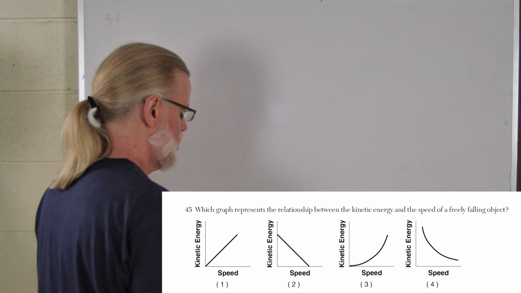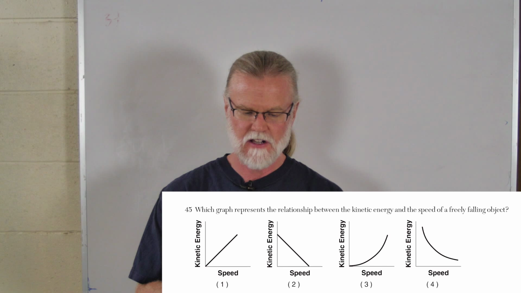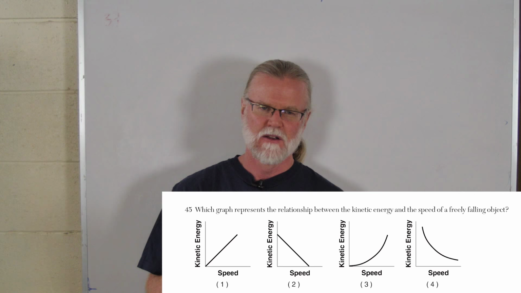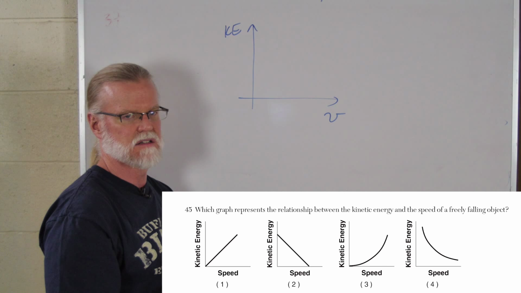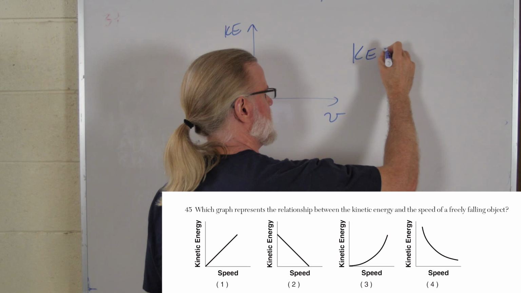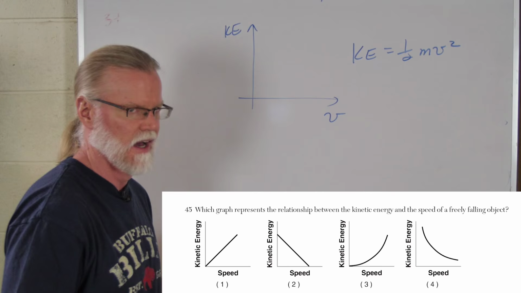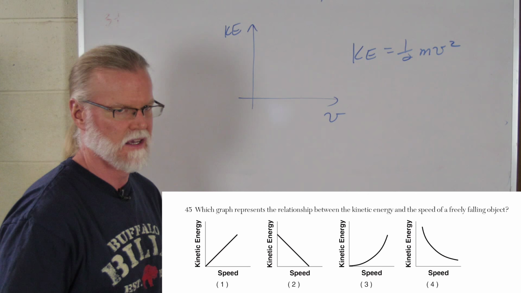Which graph represents the relationship between the kinetic energy and the speed of a freely falling object? Find a mathematical relationship between the axes. See if you can find a relationship between speed and kinetic energy. I think you can. I think it's right here. Kinetic energy is 1/2 mv squared. It's the same object, so it's going to be the same mass.